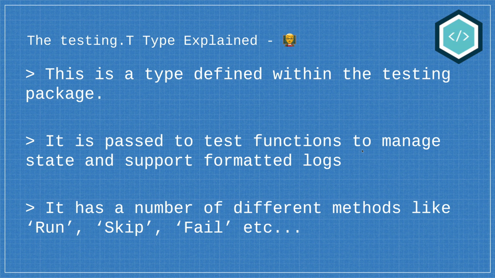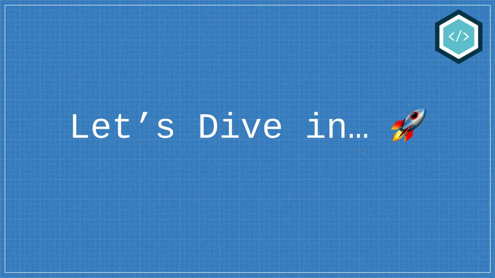Now, it's going to be the t.Run method which effectively enables us to define subtests within our test functions. And this will give us more power when writing tests to incorporate things like parallelism into our tests. So with that out of the way, let's dive into the code editor and start improving how we write our tests.